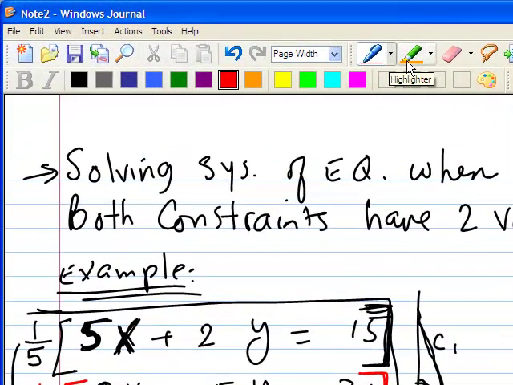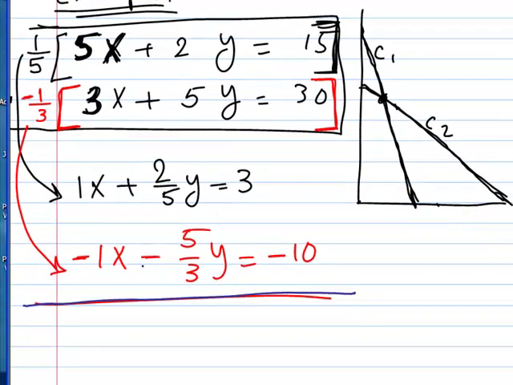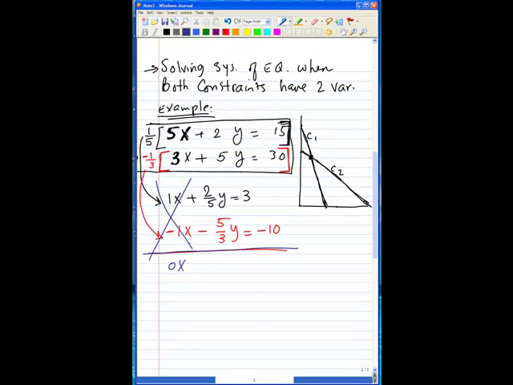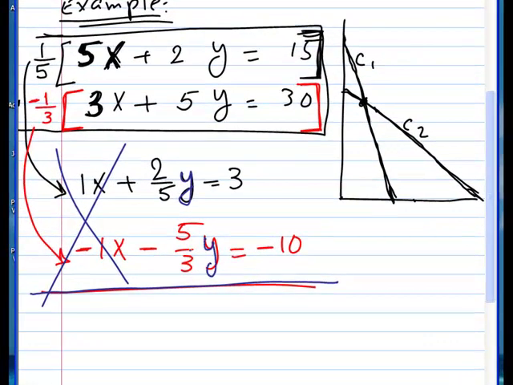And let me use purple. I need to now add these two constraints together. So 1x minus 1x is 0x. So effectively I've gotten rid of this x variable, which was my intent. So 0x, so I don't even need to write it, correct? Okay. And then I have 2/5 of y minus 5/3 of y.